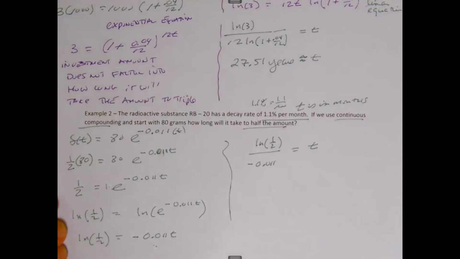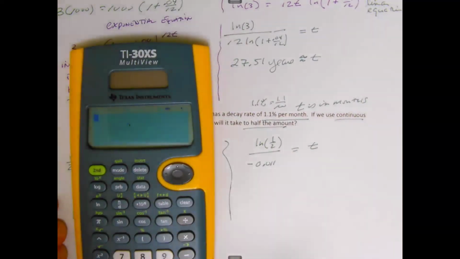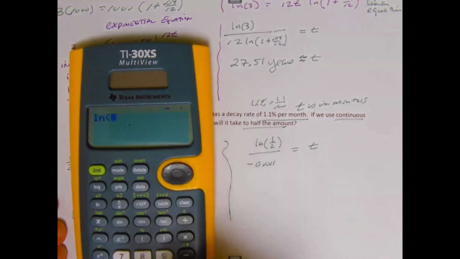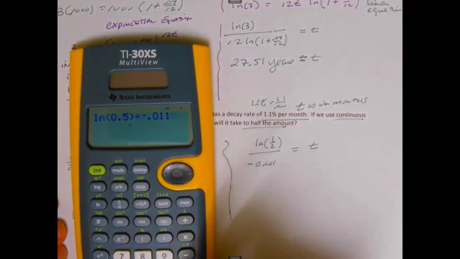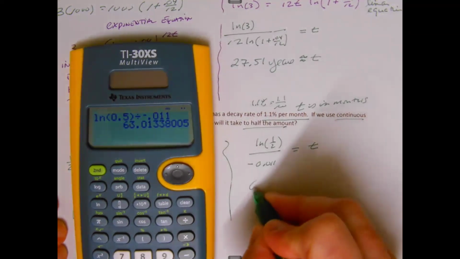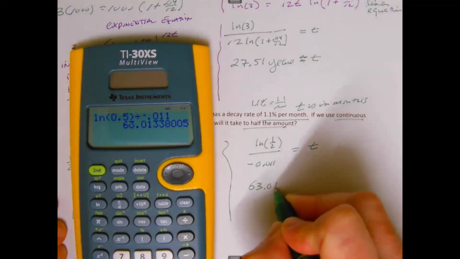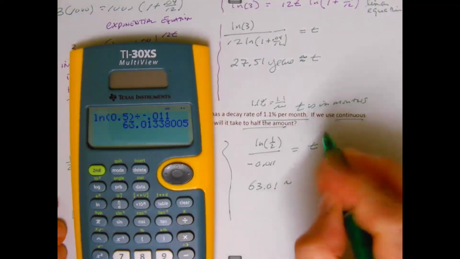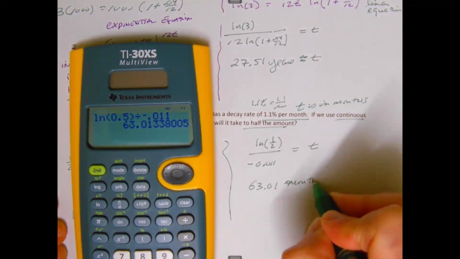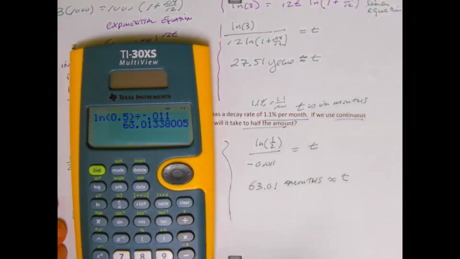If I want to have an approximation, I will just enter it into my calculator, and away it goes. I'm going to go natural log of 0.5, close it, and divide that by negative 0.011. Sure that's right. It is right. Boom. And it looks like it's going to be 63.01, approximately. And what's the unit? Month. So it's months. That is how long it will take for the amount to halve to its previous amount.